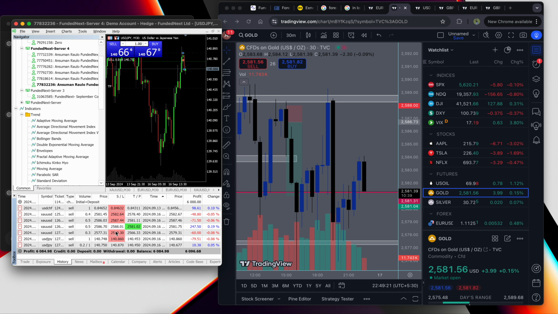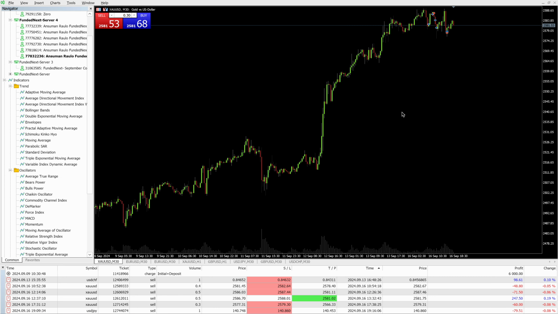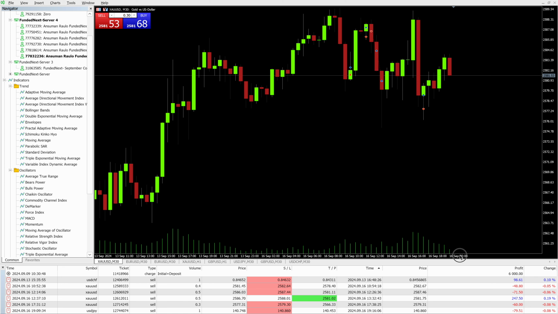Let me show you that trade also. Let me show you the XAU USD. Yeah, as you can see here, let me zoom in the chart and show you the trade. Yeah, this one. This is the trade, right? This is the trade I shorted here. This was the first trade before winning that trade.